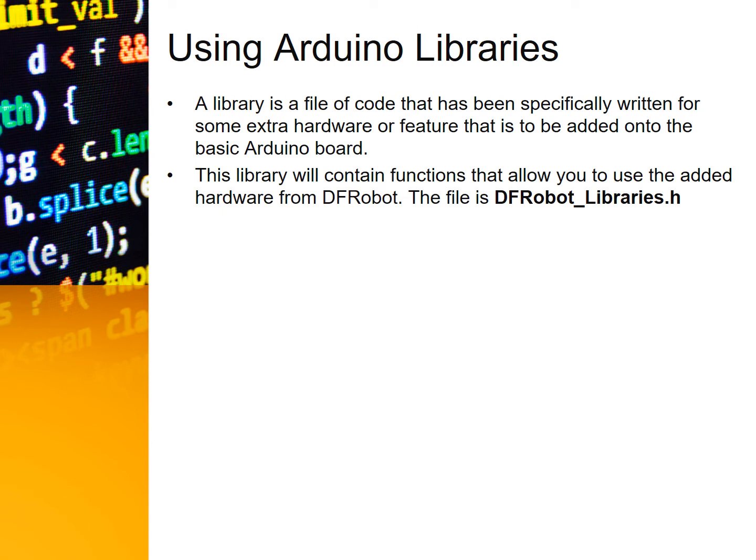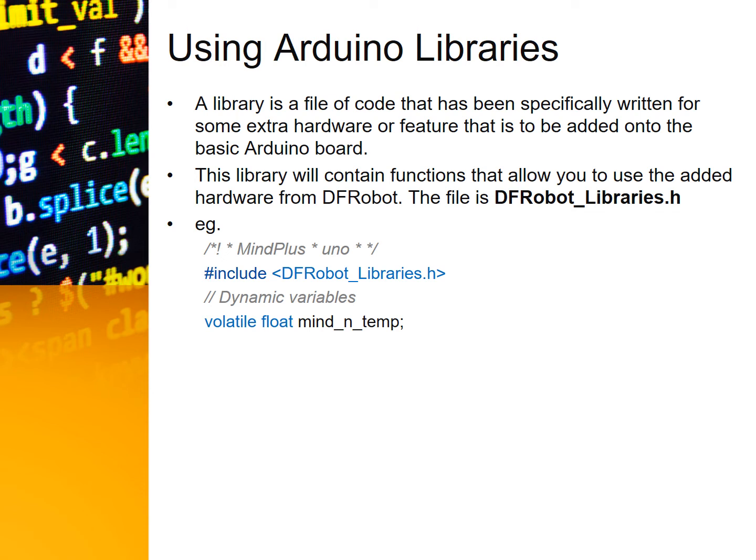The ones we're using are from a company called dfrobot. And the file for these functions is dfrobot_libraries.h. Any file that's being used in C++ programming with a .h on the end is a library of code. For example, we start off with our program, and here we go. We're including the dfrobot_libraries.h. So all of the code relative to the stuff that dfrobot make is included in this library.